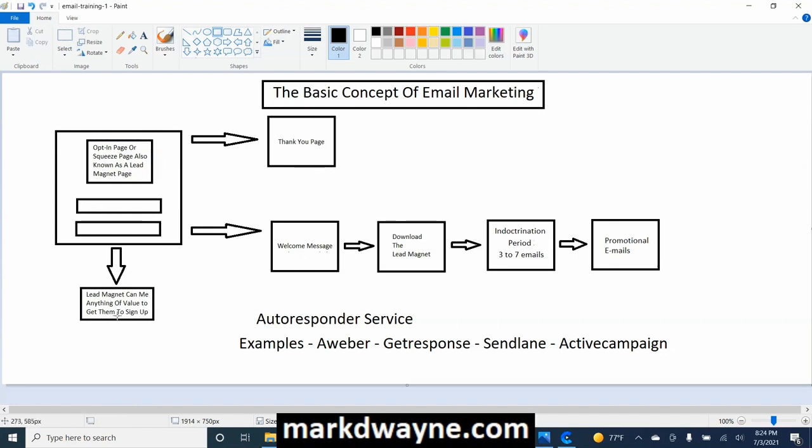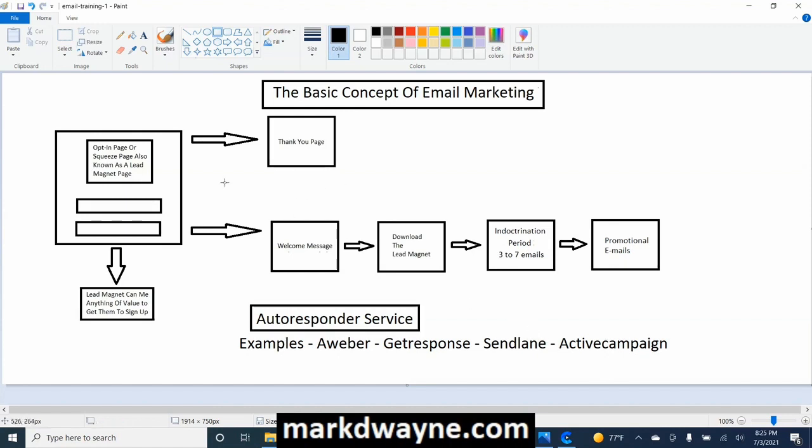We exchange the lead magnet, or something of value, for their name and email address to get them on our autoresponder. Examples of autoresponder services are Aweber, GetResponse, SendLane, and ActiveCampaign, and you will have to pay for these services. Usually there's a yearly fee, then a monthly fee, and it usually goes by how many subscribers you have on the list. So no 5 o'clock surprise, you're going to have to pay for that.